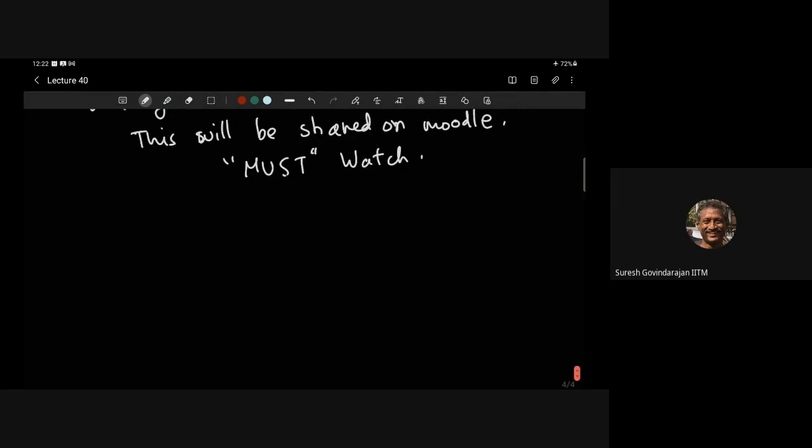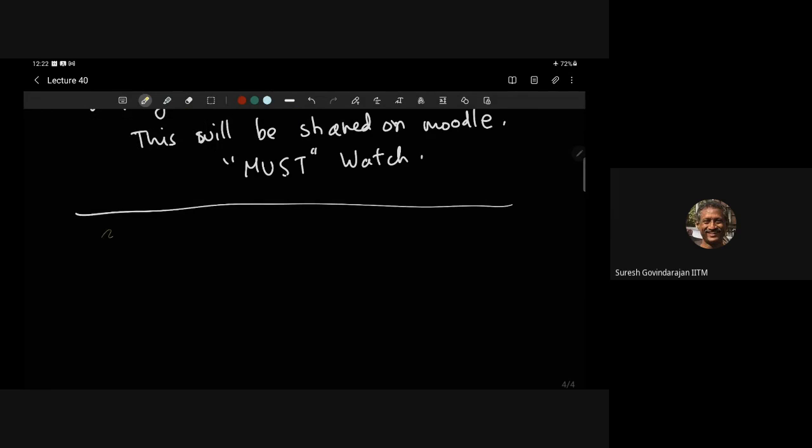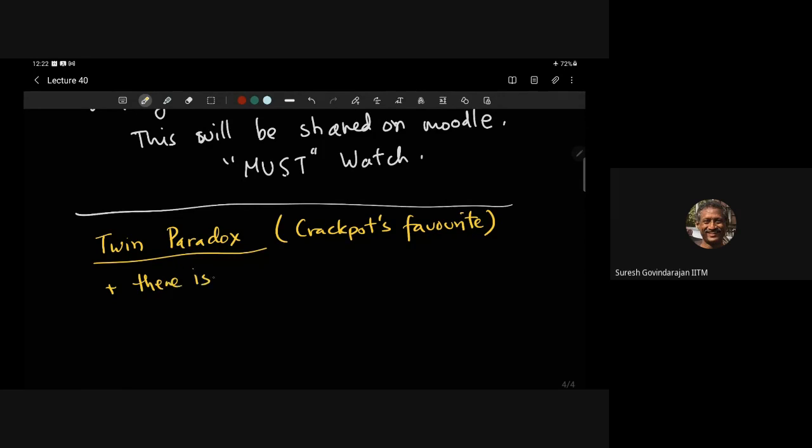Okay. So, of course, in popular science or science fiction, there is something called the twin paradox, which is one of the crackpot's favorite things. There isn't one. First point is there is no paradox. So what is the twin paradox? Let me explain what it is first.